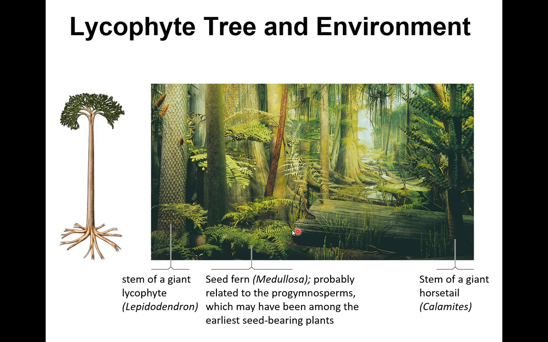Here you can see another example of vascular seedless plants, the ferns. So this is how a forest would have looked about 400 million years ago, with lycophytes appearing and seed ferns and so on.